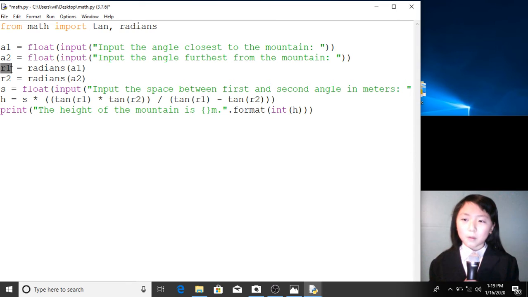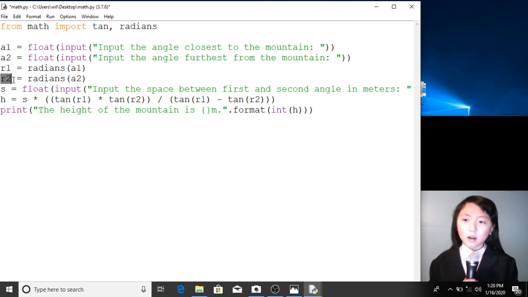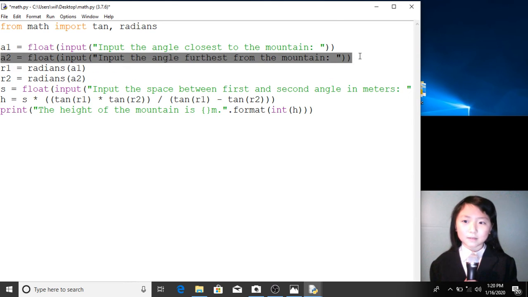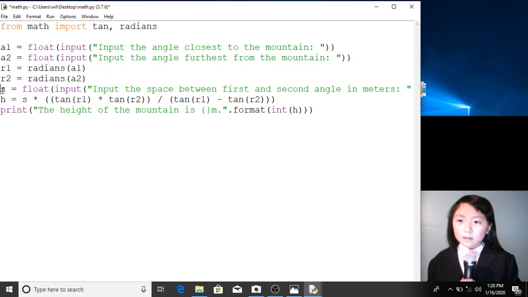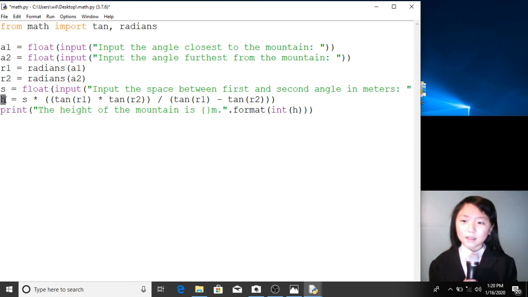I define this variable, radians1, or R1 for short, equals radians, and in these brackets, we put the number in degrees. And over here, the user already input the number in degrees. And R2 will be for this one to be converted into radians. Now, I define this variable s, which stands for space, and lets the user input the space between the first and second angle. Finally, we find the height.